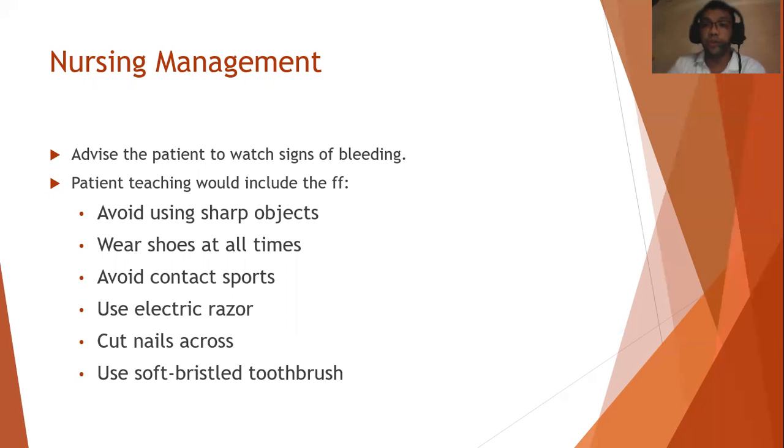And in order for them to avoid gum bleeding, they should use a soft bristled toothbrush. They shouldn't buy the cheap toothbrushes that are being sold out there, because those toothbrushes are hard. They should use a soft bristled one.